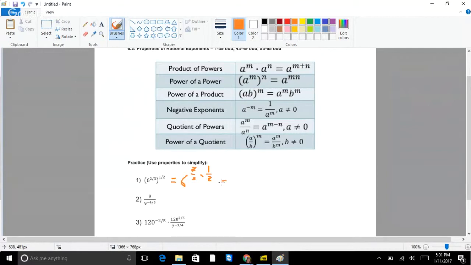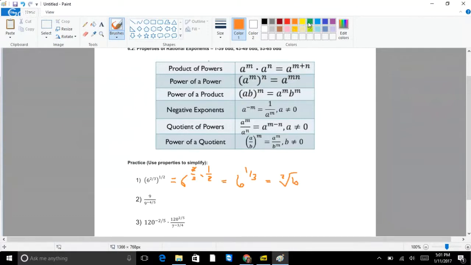Remember all your fraction rules, right? So we could rewrite this as 6 to the 1/3 power. That would be one way to write it, right? Or we could write it as the cubed root of 6. Both of these would be valid ways to write the same expression. Okay, so that's the first one.